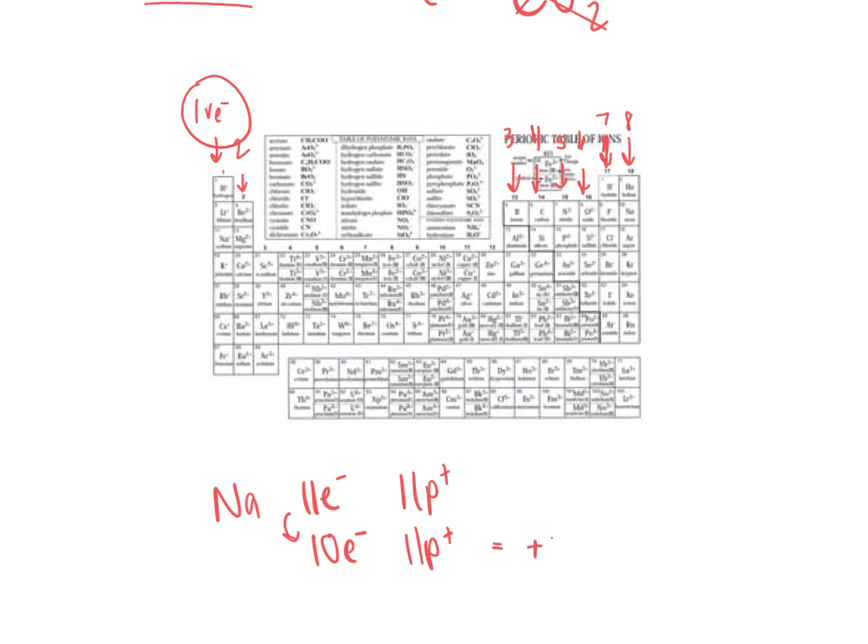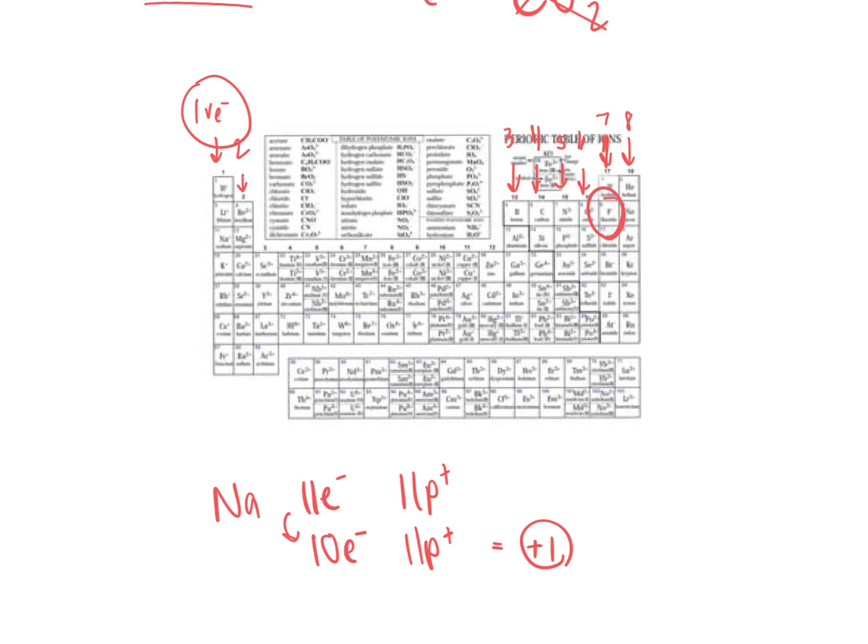Charge equals positive 1. And what's sodium's charge on our table? Positive 1. So that's where the charge comes from. It's not arbitrary. It has to deal with if they want to give away electrons or if they want to take in electrons.